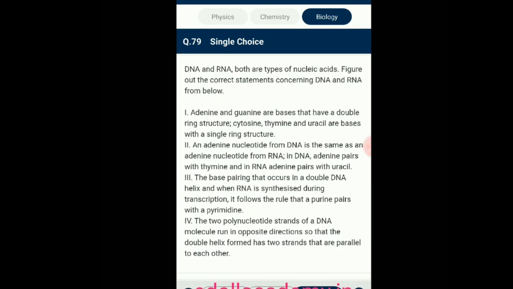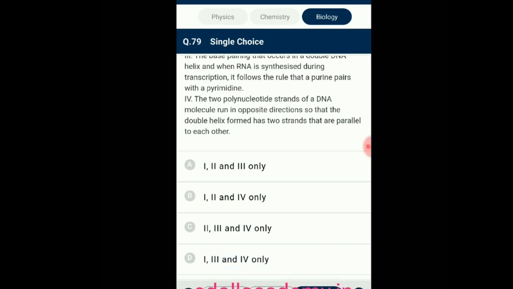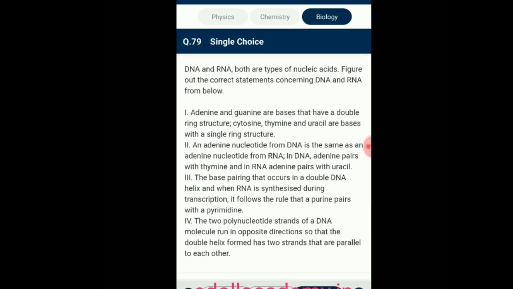Question number 79. DNA and RNA both are types of nucleic acids. Figure out the correct statement concerning DNA and RNA from below. Adenine and guanine are purines which have two ring structures, whereas thymine, uracil and cytosine, or pyrimidines, have single ring structures. The nucleotides of DNA and RNA are not the same as the sugar molecule is different: ribose in RNA and deoxyribose in DNA. So the answer for this question is option D. First, third and fourth statements are correct about DNA and RNA.